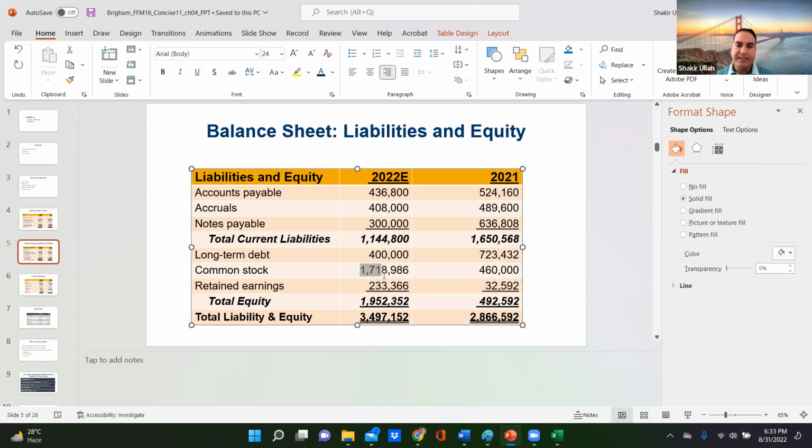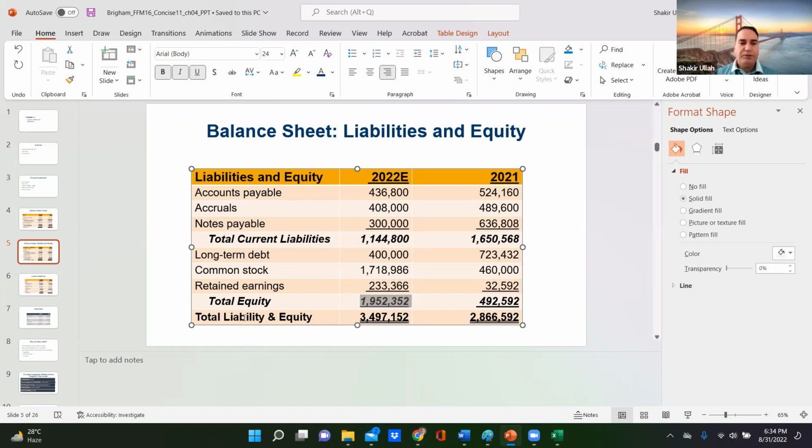So we add this common stock with the retained earnings, and the total sum is going to be total equity. That total equity is basically the owner's investment in the business. In this particular case, it's about 2 million, right? You can see that number, about 2 million investment by the owners.